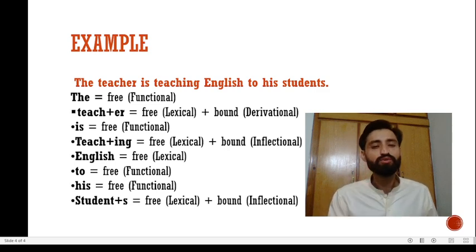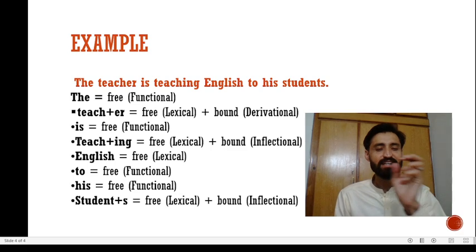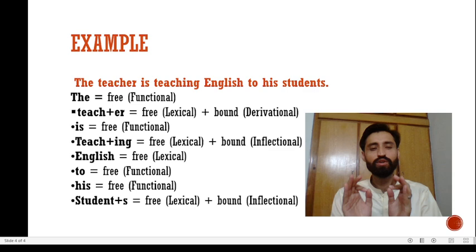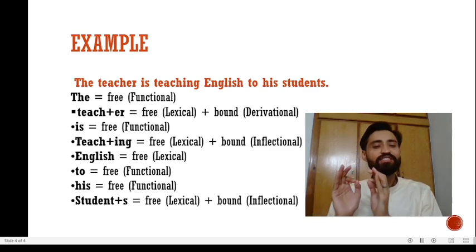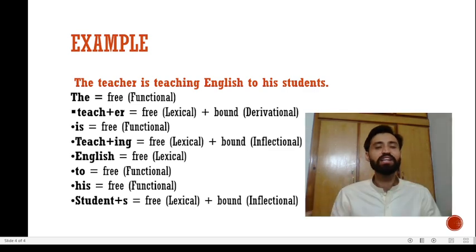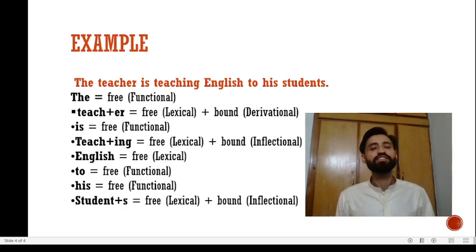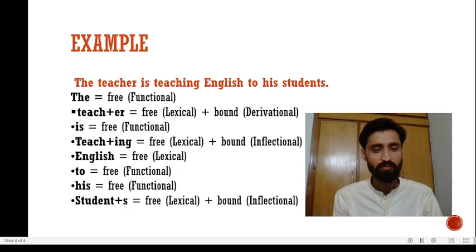in which the first one, er, was derivational, and here this ing is inflectional. And why is that so? Just because here this ing doesn't change the grammatical category of the word teach. Teach is a verb, teaching in itself again is a verb. So the grammatical category is not changed, and if a morpheme is added and the grammatical category is not changed, we can say that this is an inflectional morpheme. But if it changes the grammatical category, then it will be a derivational morpheme.